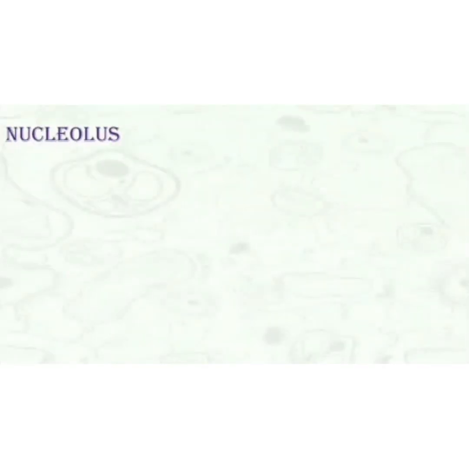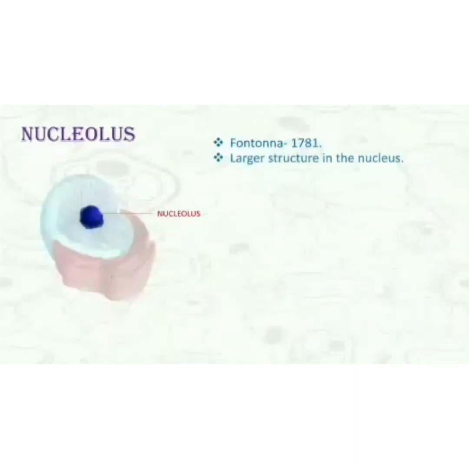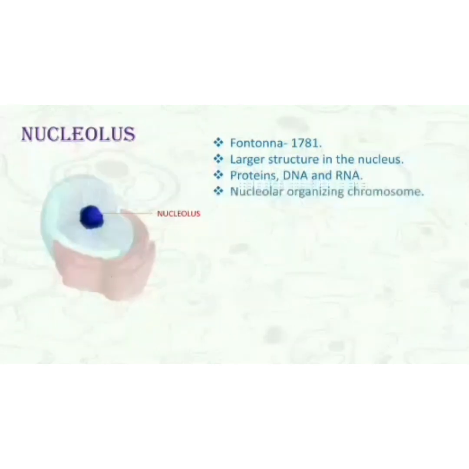Nucleolus. The nucleolus was discovered by Fontana in 1781. The nucleolus is the largest structure in the nucleus. Nucleoli are made of proteins, DNA and RNA. Each nucleolus is produced by a nucleolar organizing region, or NOR, of a chromosome, which is termed a nucleolar organizing chromosome.